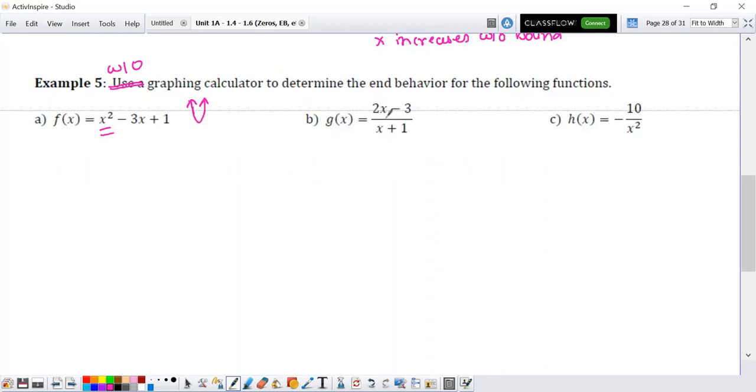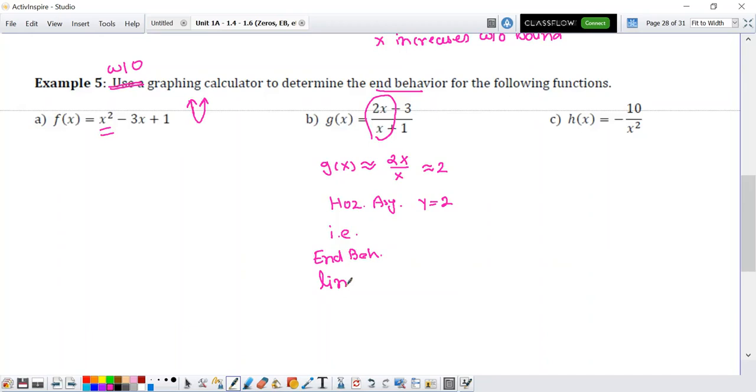Okay, so g of x is a rational function. Anytime x goes to extreme ends, these numbers are not important. So you only look at leading terms, 2x over x. We don't care what x is; this is 2, which means this rational function has horizontal asymptote y equal to 2, which means end behavior is limit x goes to negative infinity, g of x is 2, and limit x goes to infinity, g of x is also 2.